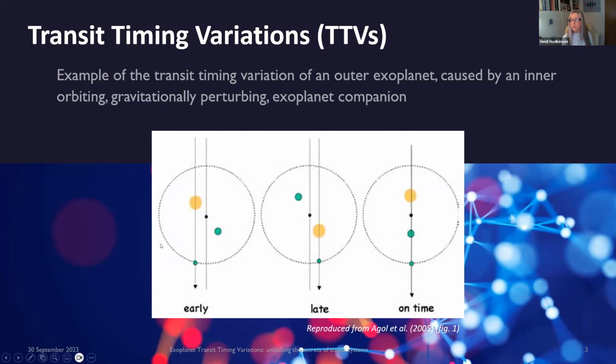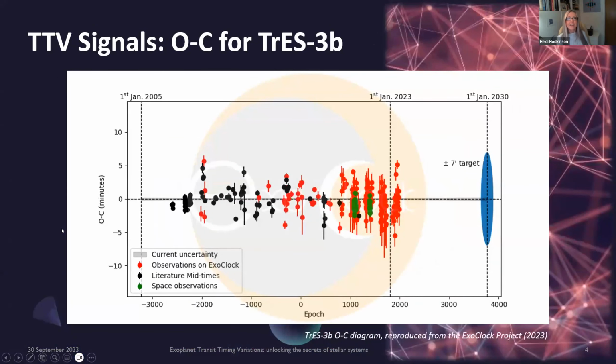Now, over time, these TTVs can be plotted on an O-C diagram, where O is the observed time that the exoplanet transits its host star on its perturbed non-Keplerian orbit, minus C, the calculated time, i.e. the time of transit expected if the exoplanet was following a purely unperturbed Keplerian orbit.